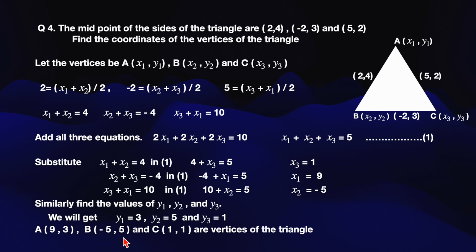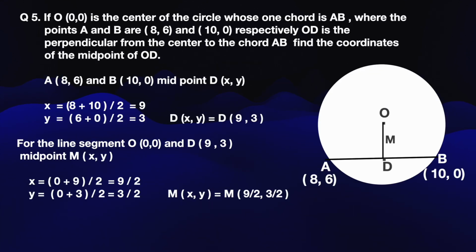Please practice it. So now you got x1 as 9 and y1 as 3. So A coordinates are (9, 3). B, x2 is minus 5, y2 is 5. So (-5, 5). C, x3 is 1, y3 is also 1. So these are the vertices of the triangle. Please practice this sum. It's very easy and you can score full marks in it.